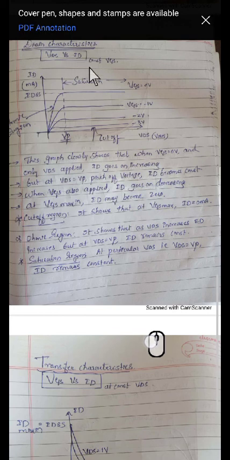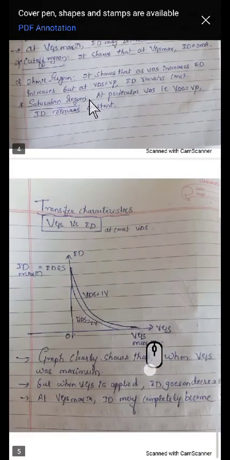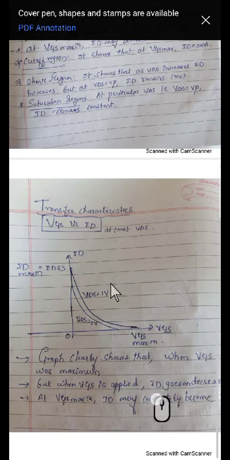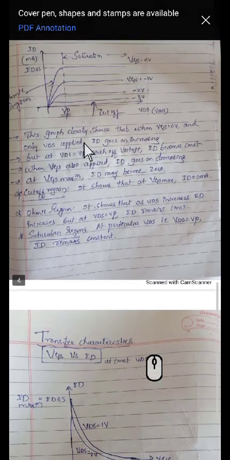VDS versus ID, which can be split into three parts: cutoff region, saturation region, ohmic region. Here you are going to explain VDS versus ID. In the transfer characteristics, you are going to apply VGS versus ID. So, voltage against current, voltage against current.